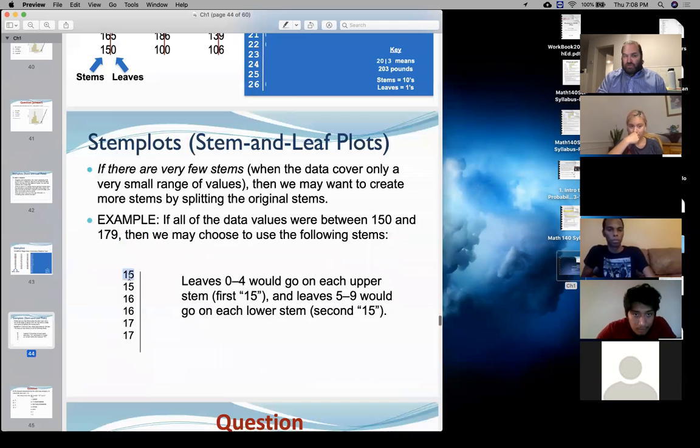Sometimes you might see 2 lines of 15, 2 lines of 16, 2 lines of 17. That's when we feel that it might be better described to split up the stems into 2 lines, leaves 0 to 4 on one line, 5 to 9 on the next. 1, 6, 0 to 4, 1, 6, 5 to 9. 1, 7, 0 to 4, 1, 7, 5 to 9. That usually occurs if you don't have a lot of stems. You double it and you make 6.